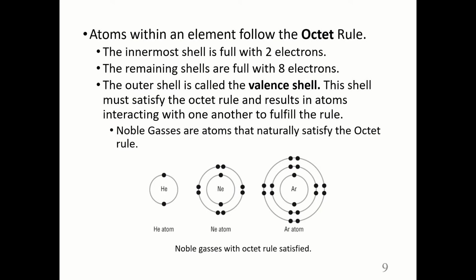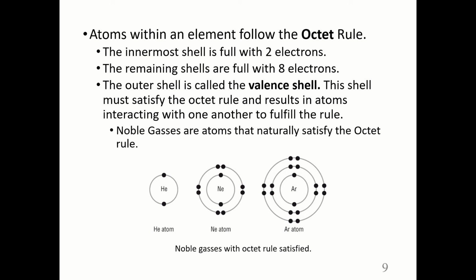Atoms within an element follow the octet rule. The innermost shell is full with 2 electrons. The remaining shells are full with 8 electrons. The outer shell is called the valence shell. This shell must satisfy the octet rule and results in atoms interacting with one another to fulfill the rule. Noble gases are atoms that naturally satisfy the octet rule.